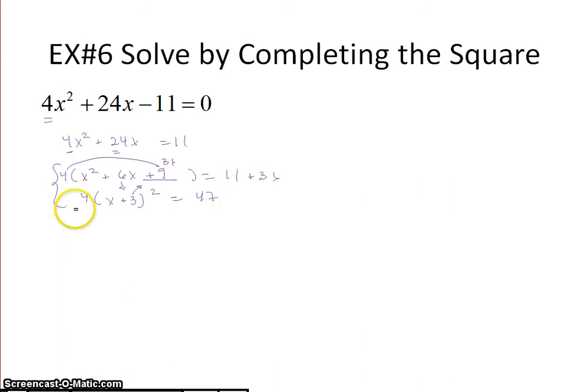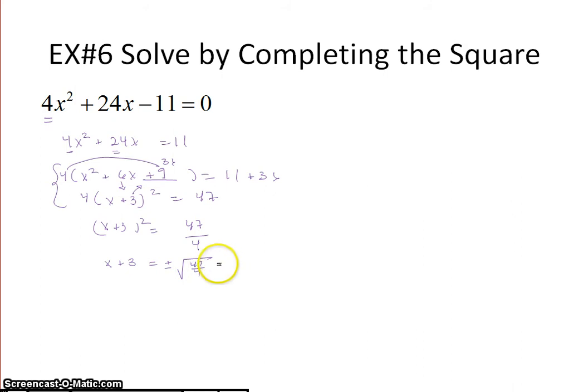So we're going to continue solving. So here we have the additional step. We have to divide both sides by 4 before we take the square root. So x plus 3 squared is 47 over 4. Now we can take the square root of both sides. So we have x plus 3 equals plus or minus the square root of 47 over 4.